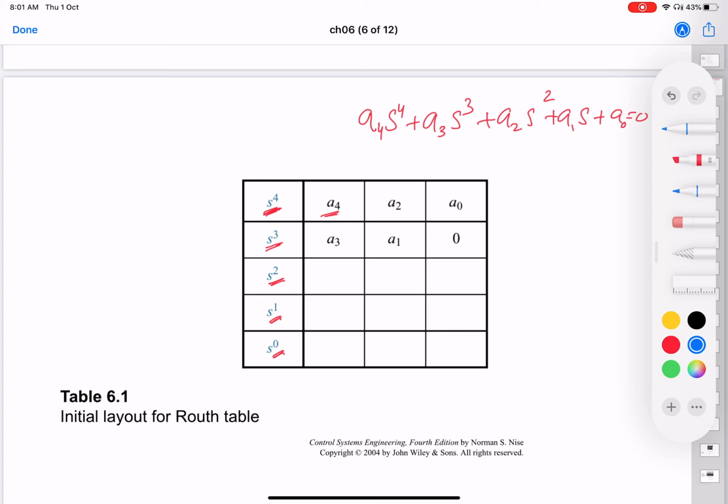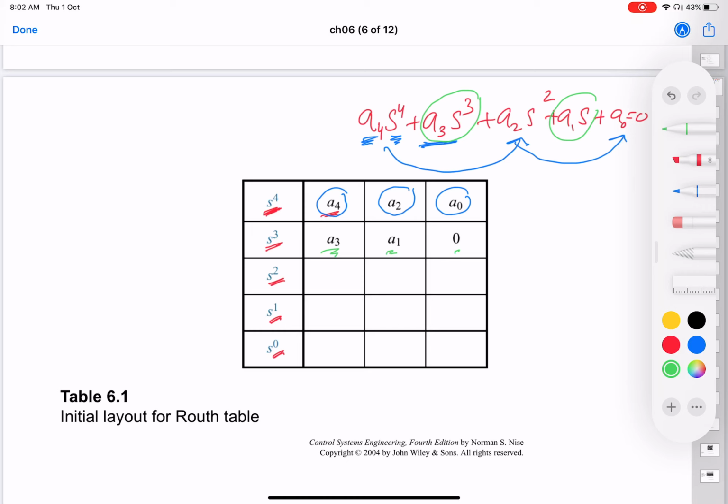So write down from s^4 to s^0, and then take the first coefficient, which is a4, and write it in front of s^4, and then skip one term, move to the next term, which is a2. Write down a2 here, skip one term and move to the next term, which is a0, and write down a0 here. The terms that we have skipped, which are a3 and a1, we write down in the next line along with s^3. So this is how we initiate forming the Routh table.